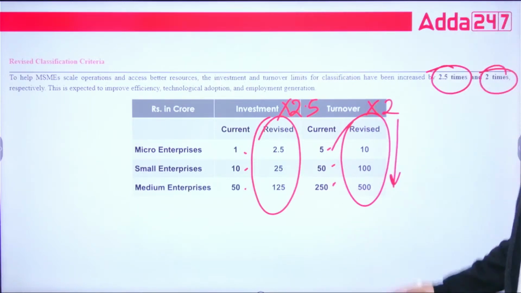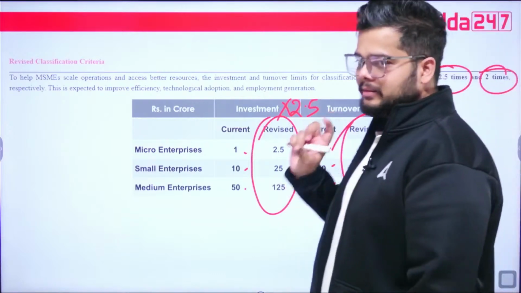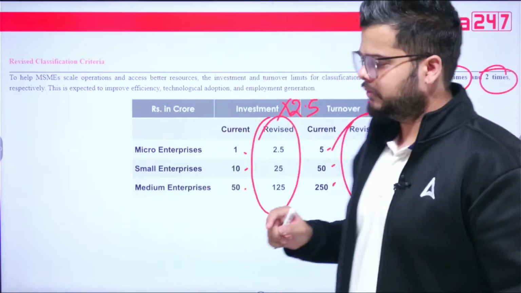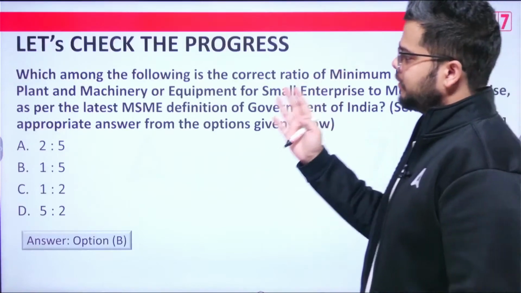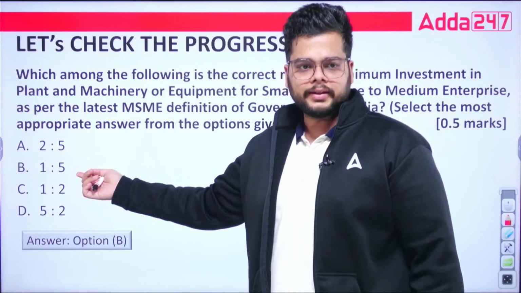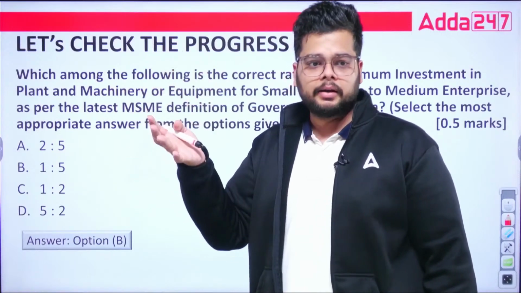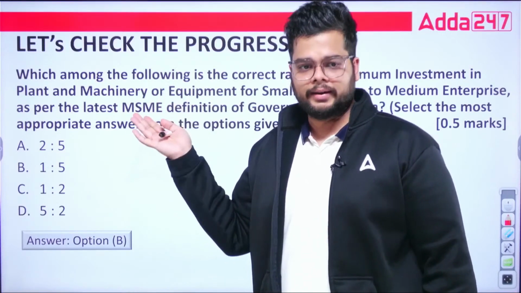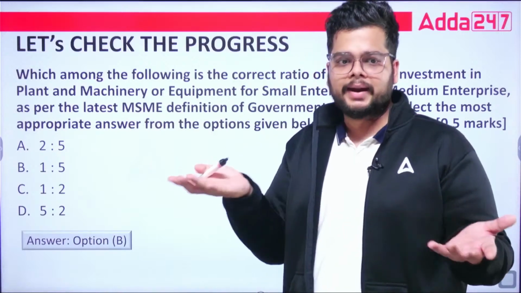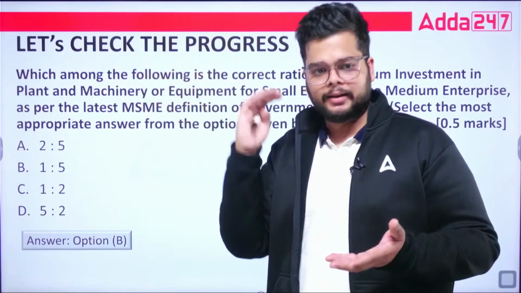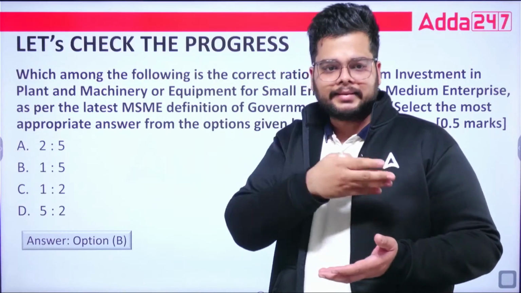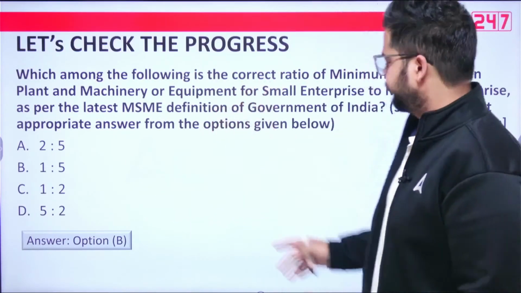Okay, so one thing is there, that the ratio in the question which I have asked will remain the same, 1:5, whether it is for the updated limit or the old definition, because we have multiplied with the same number for the small as well as medium as well as micro. So the multiplication will cancel out and the ratio will remain the same.